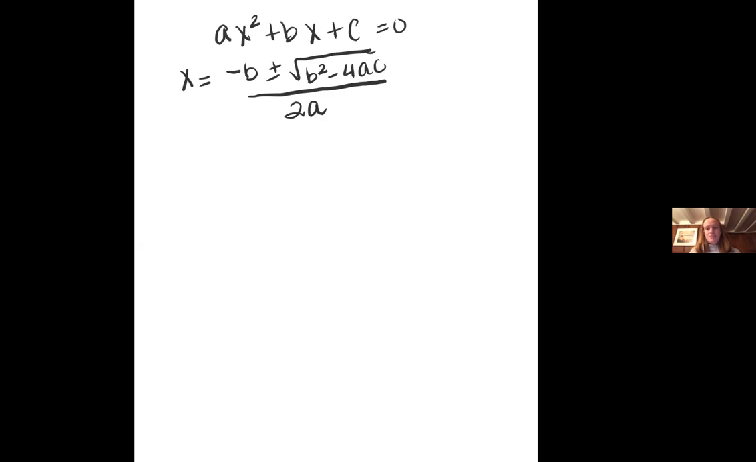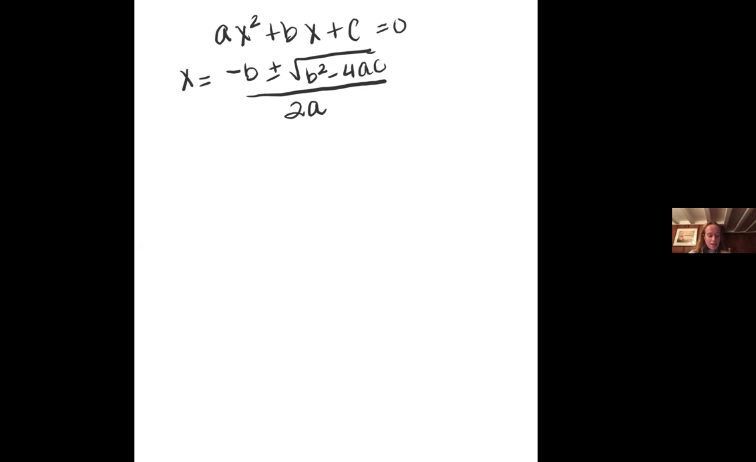And when I learned this, we learned a little song to go along with it, to Pop Goes the Weasel, which was x equals -b plus or minus the square root of b squared minus 4ac all over 2a. And so I think it's kind of a fun way to remember it.